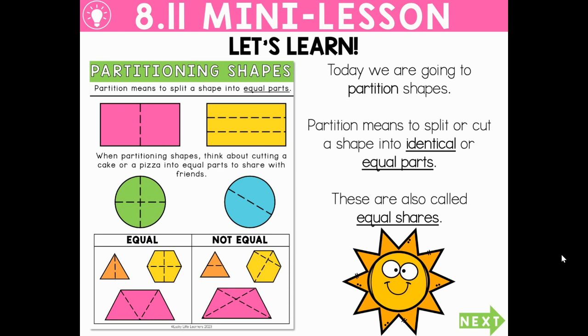Here we have some different shapes that are partitioned into equal parts. So we can take a look at some of the shapes split into 2 equal parts, 3 equal parts, or more. But take a look down at the bottom of this poster where you see it says equal and not equal. For us to have them split equally, all pieces must be the same shape and the same size.